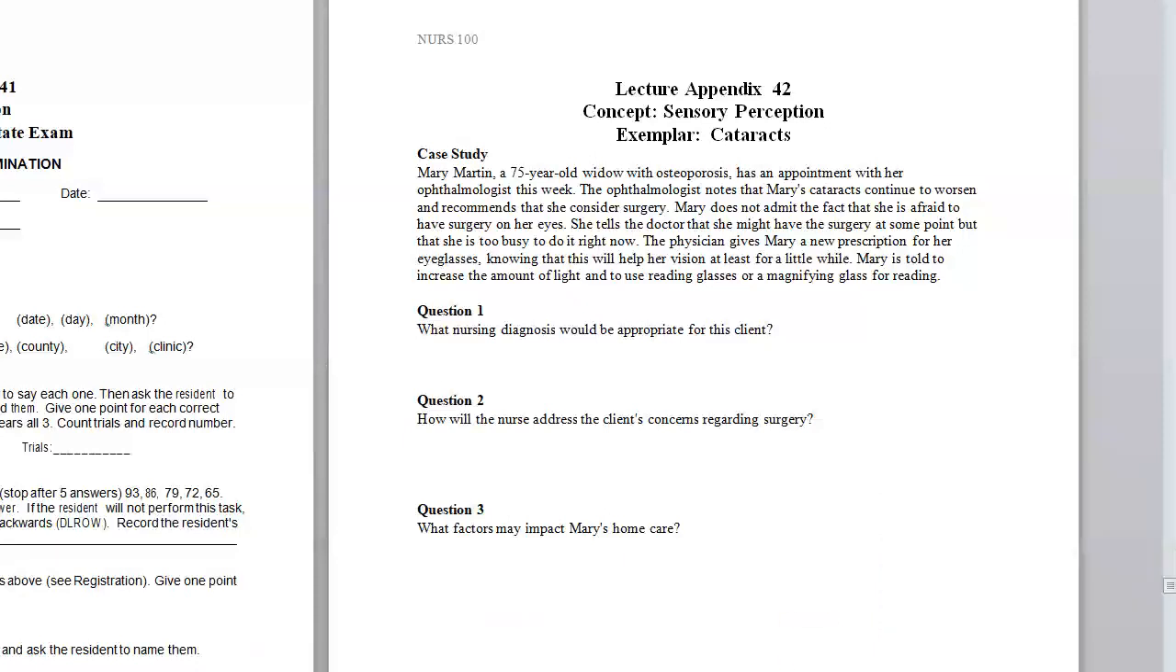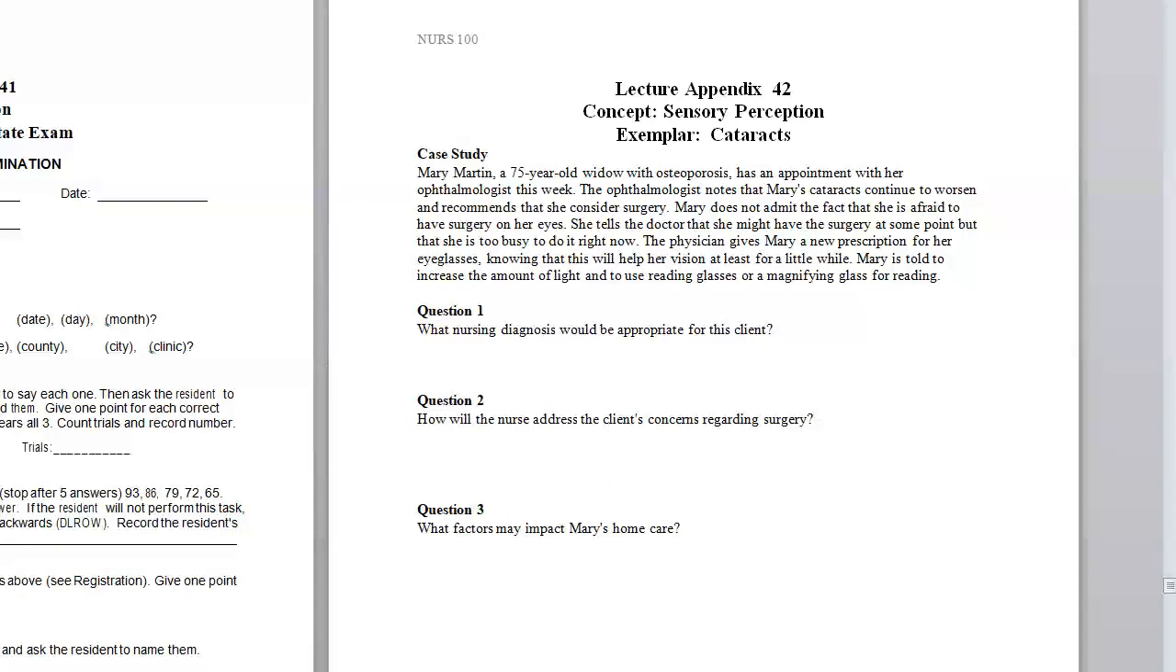Alright class, you can see here on the screen are some of the activities and exercises to correlate with the eye problems that I have already discussed in the previous lecture that is already downloaded in your Canvas course. If you'll get out Appendix 42, we'll look at our concept of sensory perception with the exemplar of cataracts.